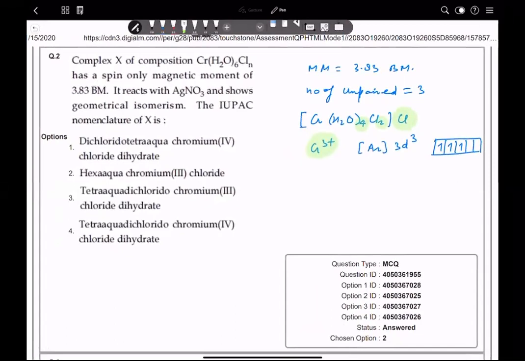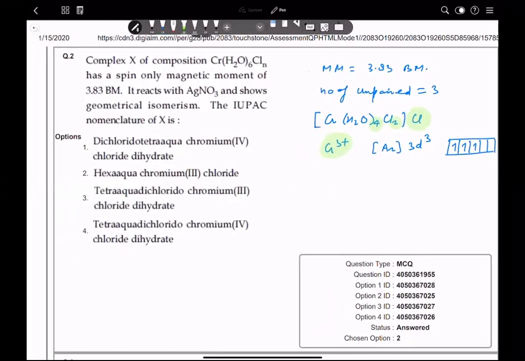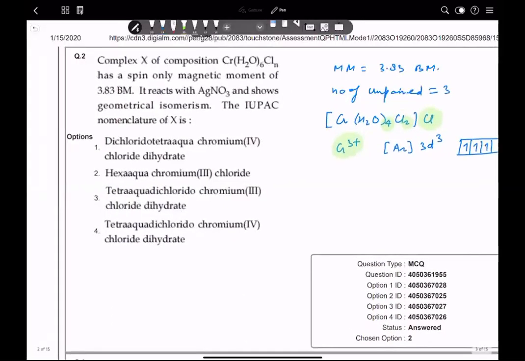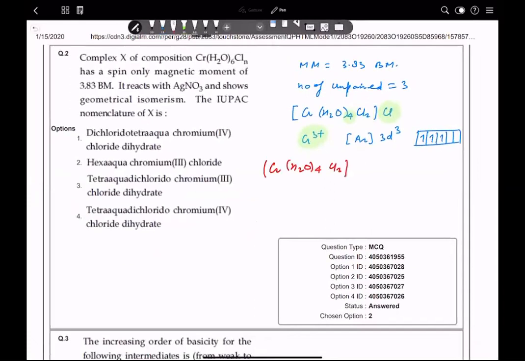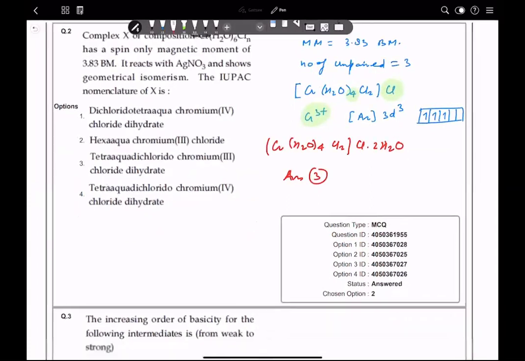Then the possible IUPAC name will be tetraaquadichloridochromium(III) chloride. And if the formula given is Cr(H2O)6, that means 2 water molecules are also there. So the actual possible formula for this complex must be [Cr(H2O)4Cl2]Cl.2H2O. So you can say n is over here 3. Now the possible name is tetraaquadichloridochromium(III) chloride dihydrate. So the possible answer is 3. Okay. Clear?